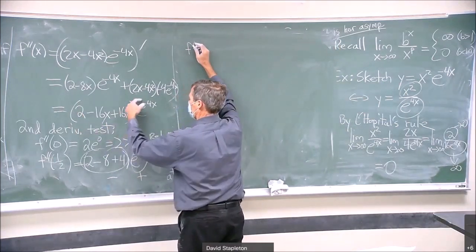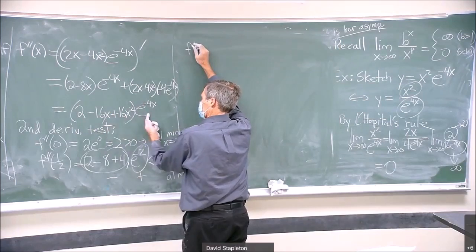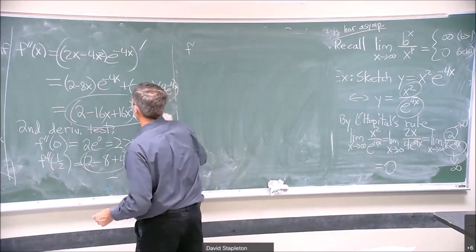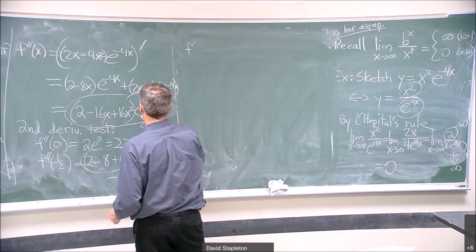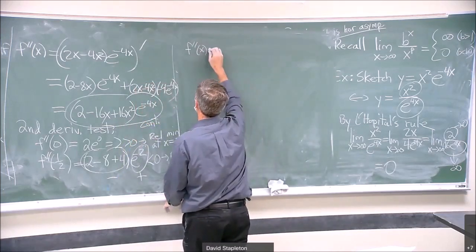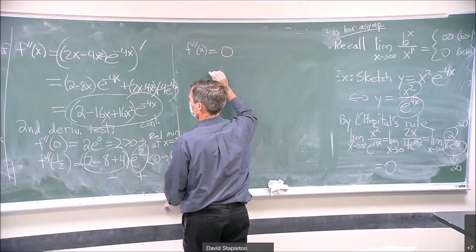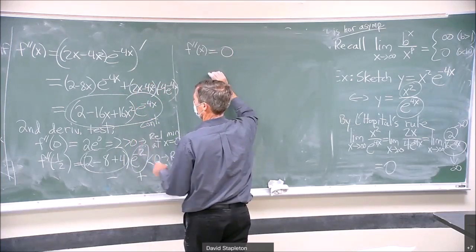A polynomial is continuous everywhere, an exponential is continuous. The product of continuous functions is continuous, so this is a continuous function. It can only change from positive to negative or negative to positive where it's equal to 0. So we set f double prime equal to 0, and those will be all the possibilities for our inflection points. We have to actually see a change of sign, not just equal to 0 there.